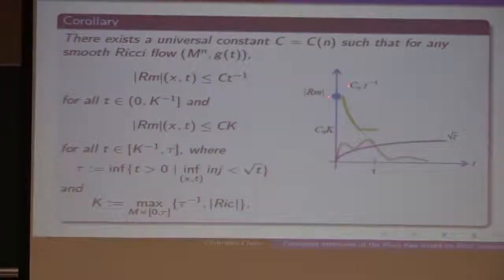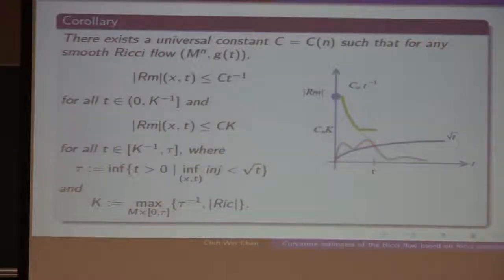You have a 1/10 curvature operator up to some time tau, and tau mainly depends on the injectivity radius. So the red curve is the injectivity radius. This is the first time the injectivity radius breaks square root of t and goes downward. So this is the first time. This is tau here. Okay.